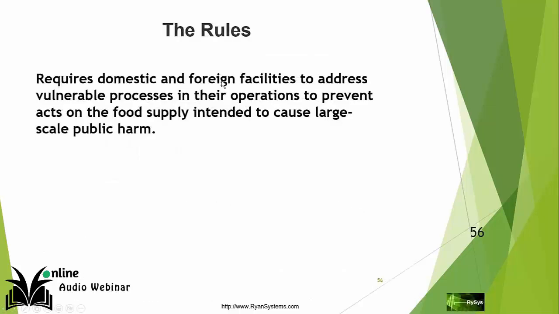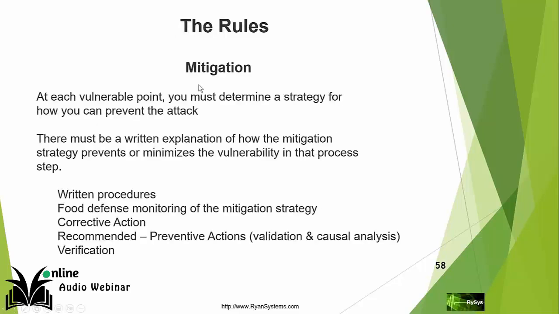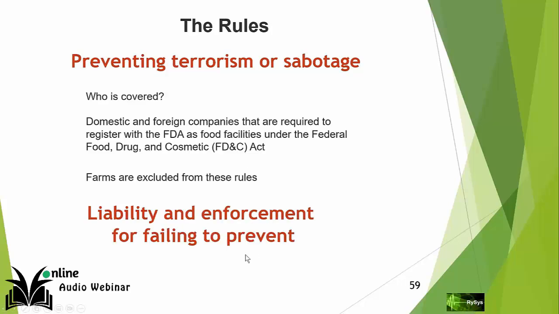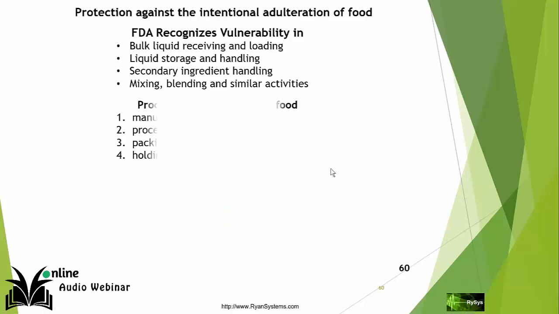So here are the rules. Domestic and foreign facilities must address vulnerable processes in their operations to prevent acts intended to cause large-scale public harm to the food supply. You have to prevent the attack. They call that mitigation. So we're talking terrorism and sabotage here. There is liability and enforcement for failing to protect against the intentional adulteration of food.